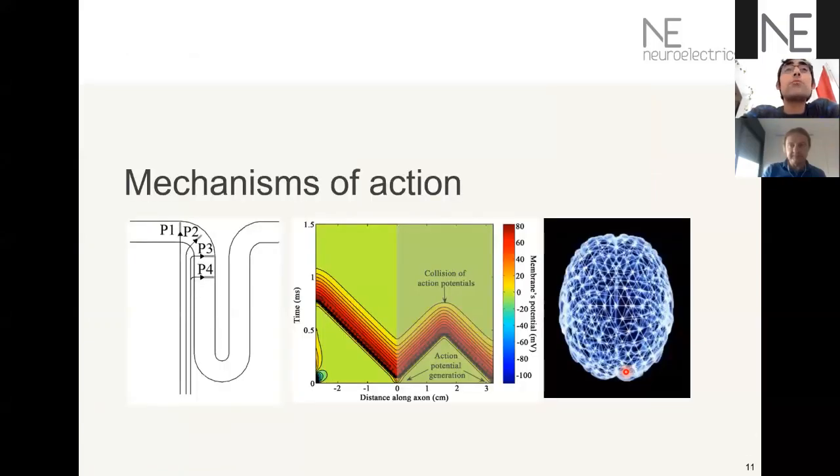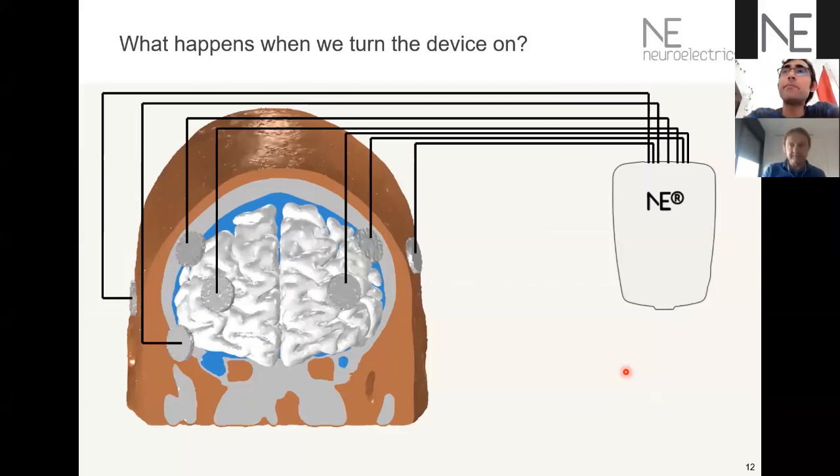So regarding the mechanisms of action of this technique, we need to start by understanding what happens when we turn on the device. So imagine this case. Imagine that you have the electrical stimulator that's connected to a lot of electrodes in the scalp via the different cable connectors. What happens when we turn on the device?